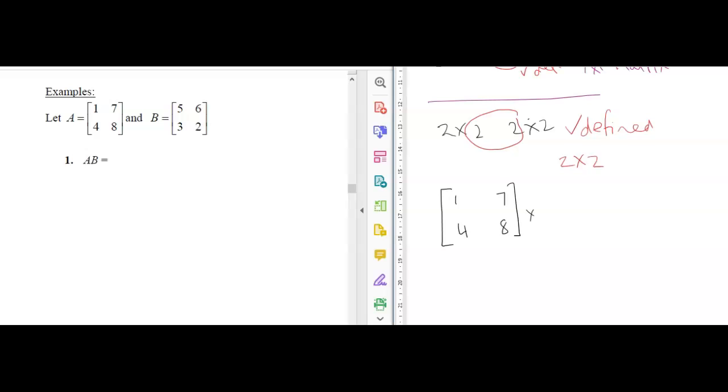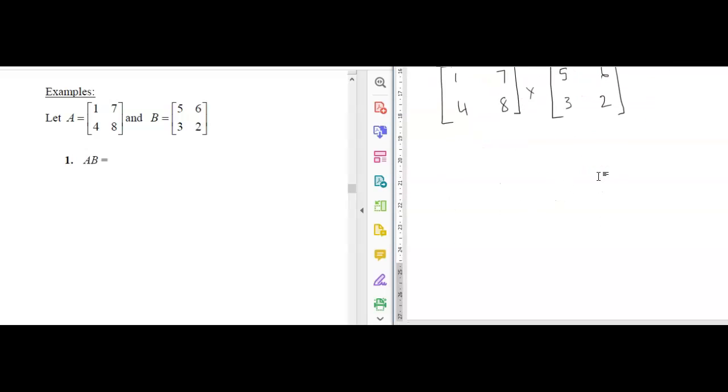And we're multiplying that by B, which is 5, 6, 3, 2. Okay, so let's get some more space. I'm just going to get another page. All right, so remember the running and the diving that they were saying? So we're going to do 1 times 5 plus 7 times 3. Okay, so that's what goes in that element there.